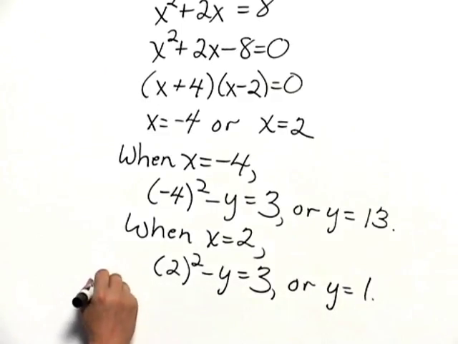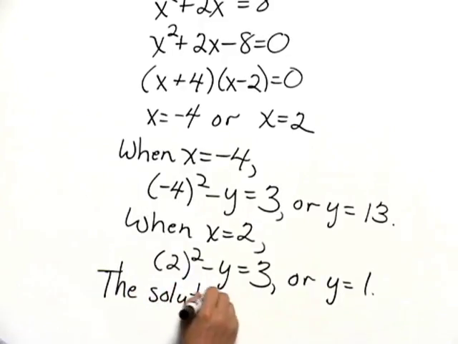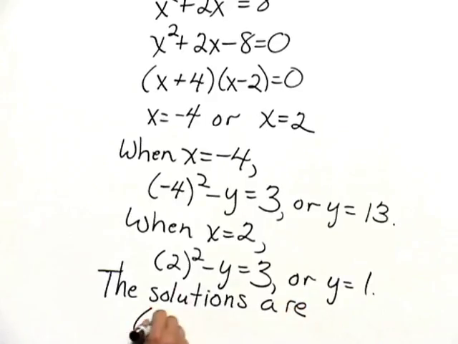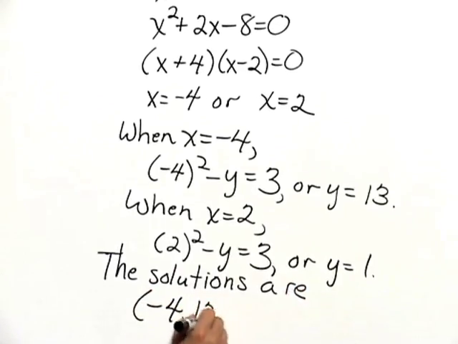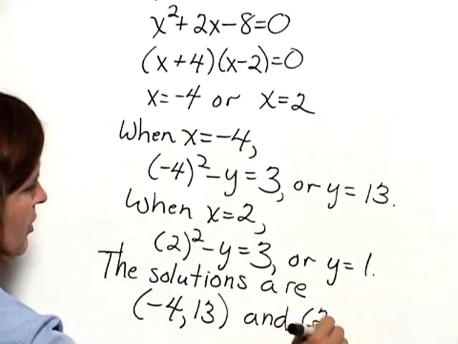So we can state that the solutions to the system are the two ordered pairs that we found. The solutions are negative 4, 13 and 2, 1.